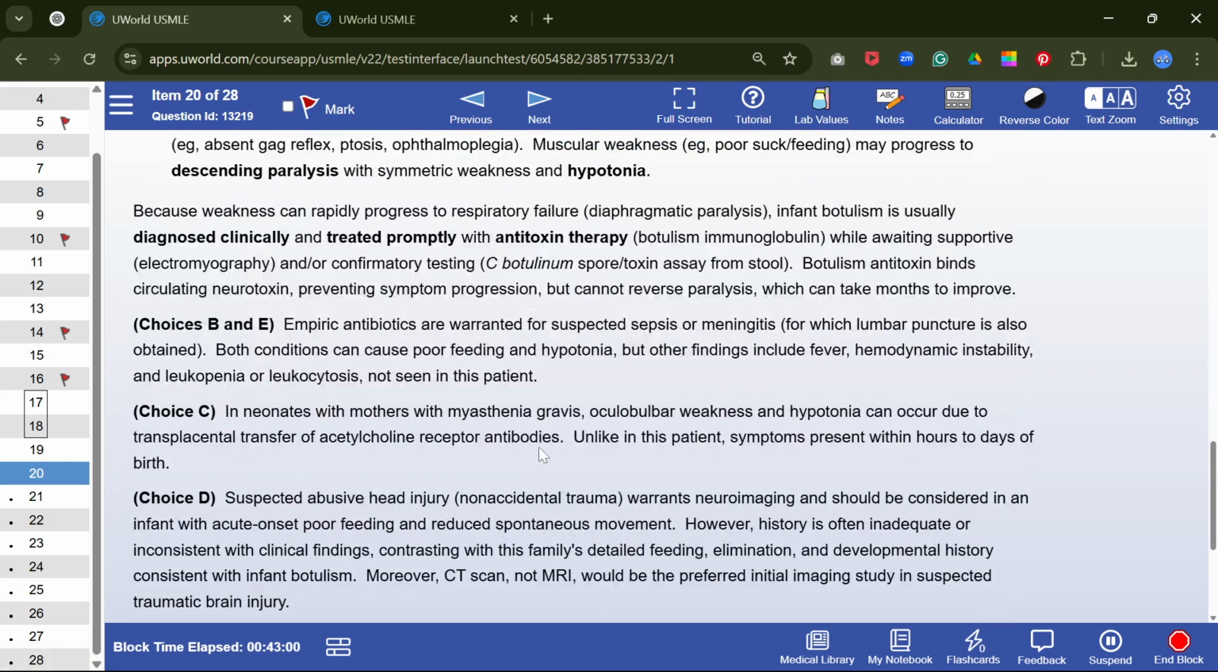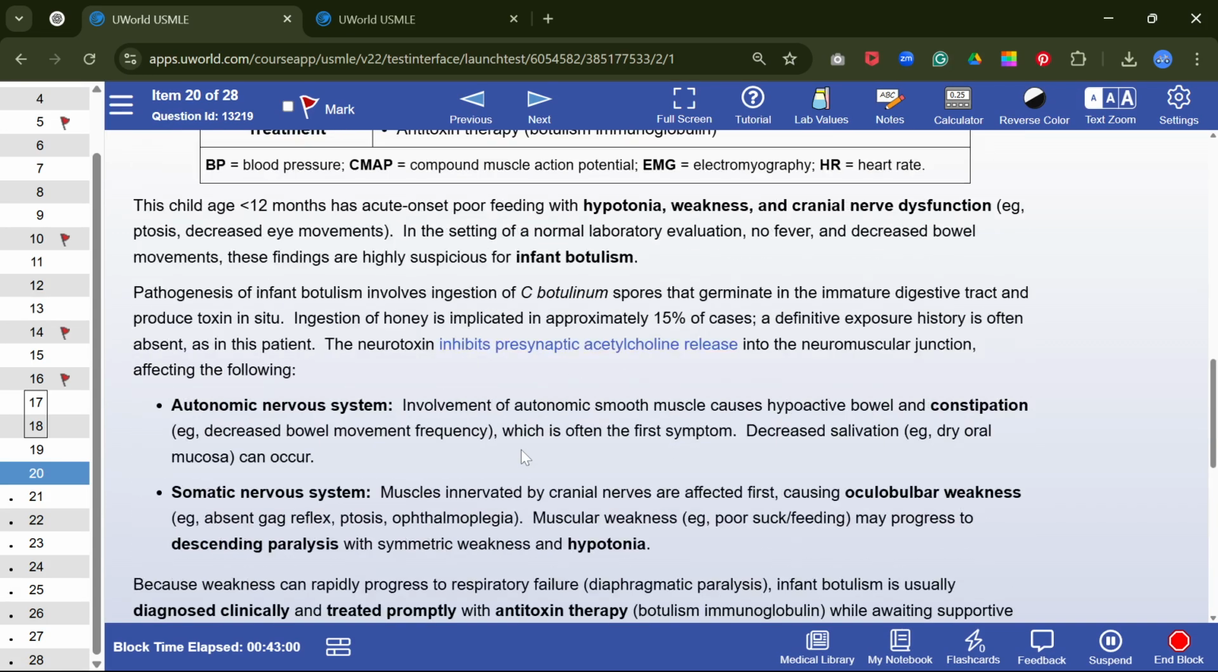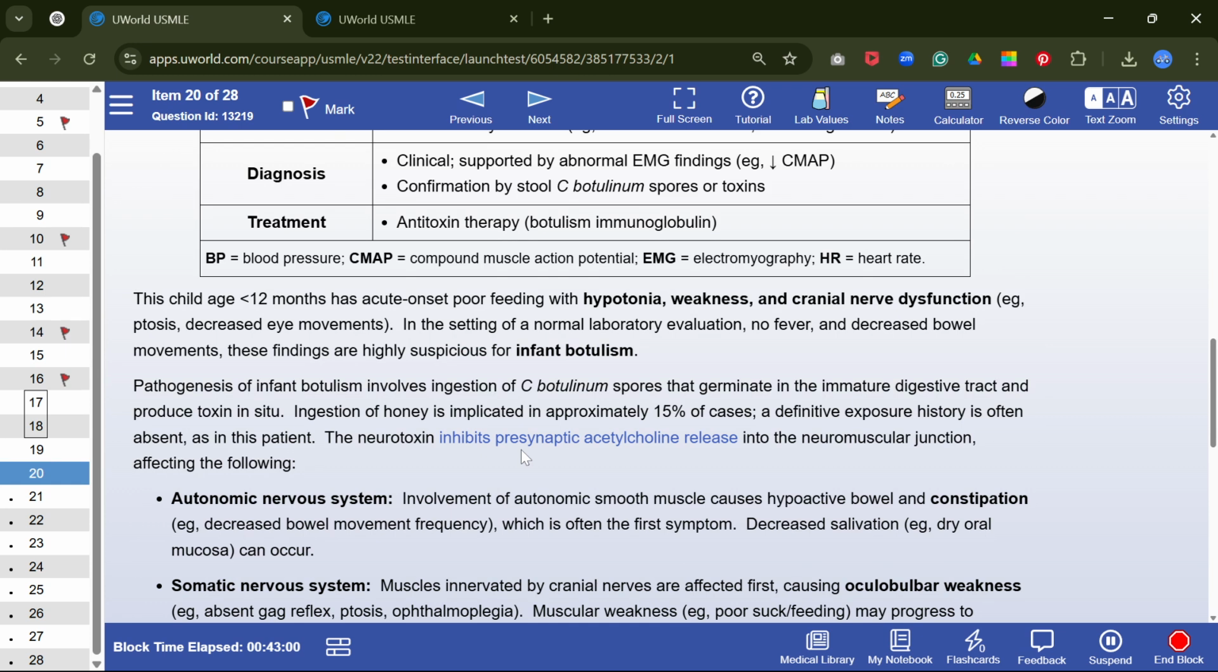No, acetylcholine for MG, myasthenia gravis. This child is less than 12 months old and has acute onset poor feeding with hypotonia, weakness, and cranial nerve dysfunction, decreased eye movement in the setting of normal lab evaluation, no fever, and decreased bowel movements. These findings are highly suspicious for infant botulism.